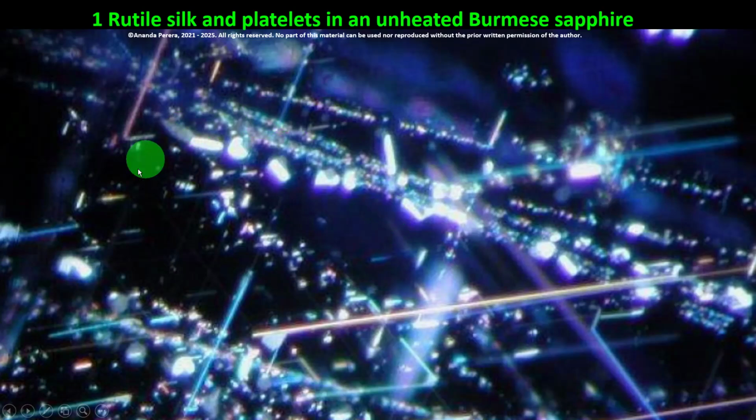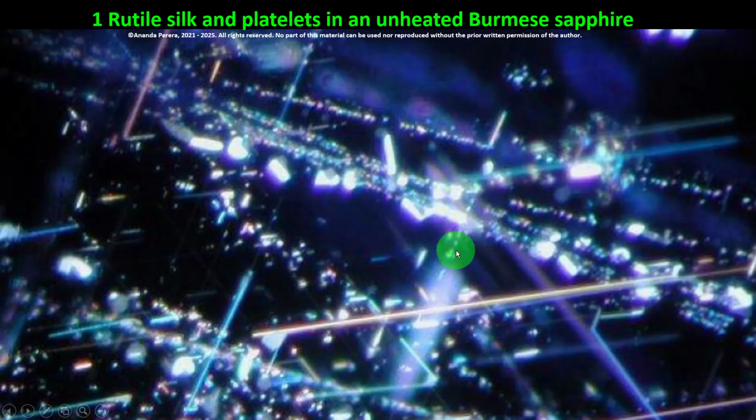Look at this. Inside here, you can see the silk. This is called a rutile silk. Rutile silk and a lot of small platelets. Try to understand. These are the platelets. See. These are called platelets. These lines are called silk lines. Rutile silk lines, titanium oxide lines and platelets.